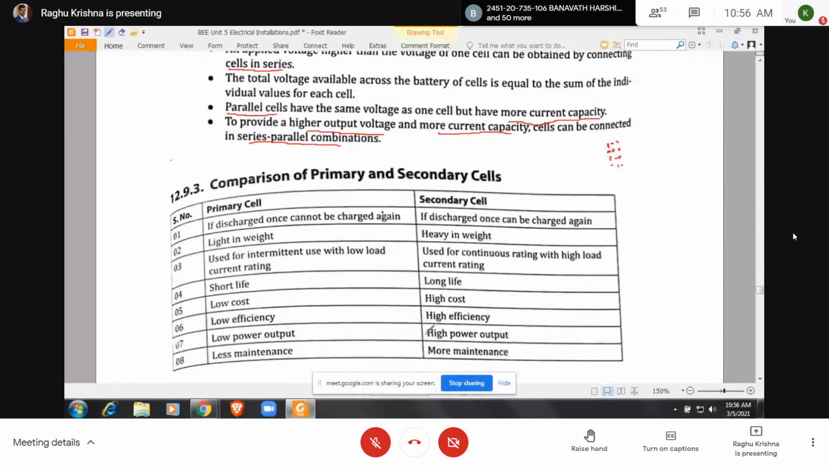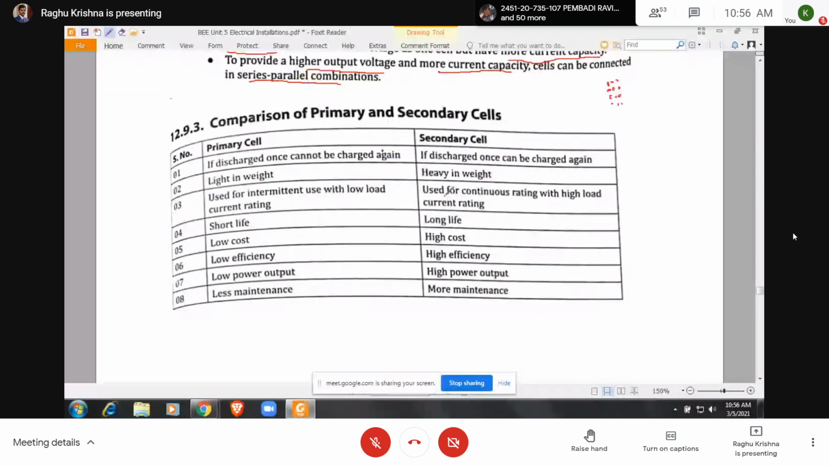If you compare the primary and the secondary cells, primary cells are use-and-throw disposable cells. Secondary cells are rechargeable cells. Coming to the first point, if a primary cell is discharged once, it cannot be charged again. If a secondary cell is discharged once, it can be charged again. Next, light in weight: primary cells are light in weight. You can see the weight of the primary cell and the weight of the secondary cell.